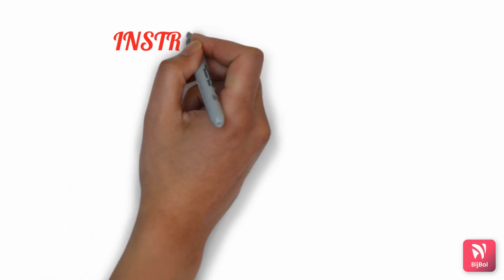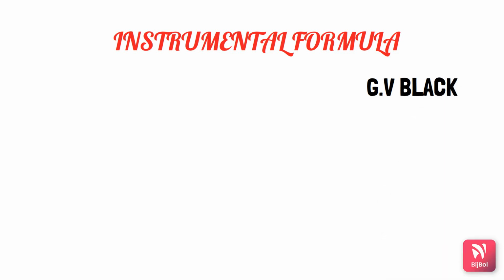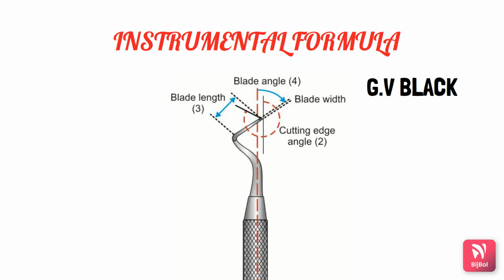Now we can see the instrument formula. This was given by G.V. Black, as it is the numerical formula to describe the dimensions of the working end of hand cutting instruments. It consists of the blade width, which denotes the width of the blade expressed in tenths of a millimeter, and the blade length, which indicates the length of the blade expressed in millimeters. The blade angle represents the angle of the blade relative to the long axis of the handle of the instrument, and the fourth unit is the primary cutting edge angle, which denotes the angle between the cutting edge and the long axis of the handle of the instrument. It is expressed in centigrades. For most instruments, the fourth unit is omitted from the code. An example is the gingival marginal trimmer.